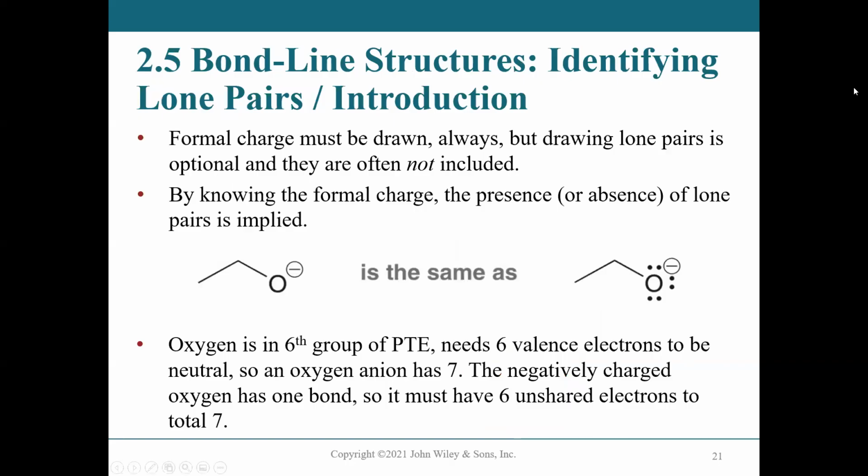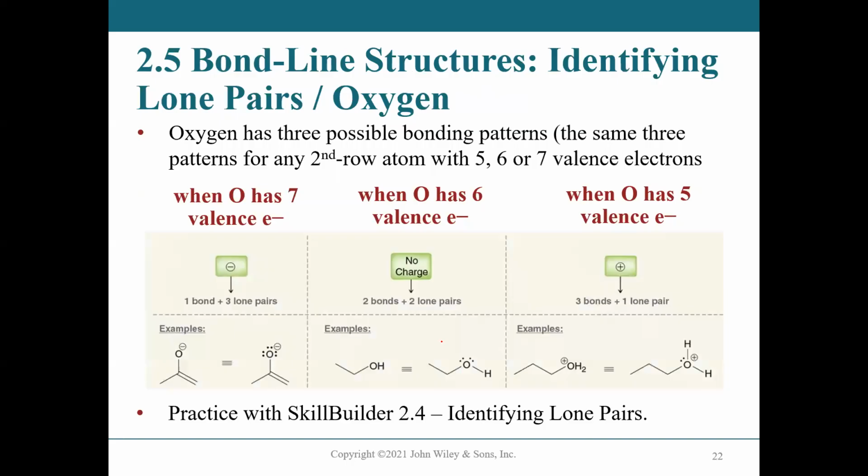All right. So they go into some bond line structures, identify lone pairs. Oftentimes, if they show this negative right here, it's implied that there are going to be these electrons right there. So you take 6 minus 7 equals -1. It says when oxygen has 7 valence electrons, you're going to get a negative. When it has the 6, so 6 minus 6, you're going to have no charge. When you have 6 minus 5, you're going to have a +1. So that's what's going on in this slide.